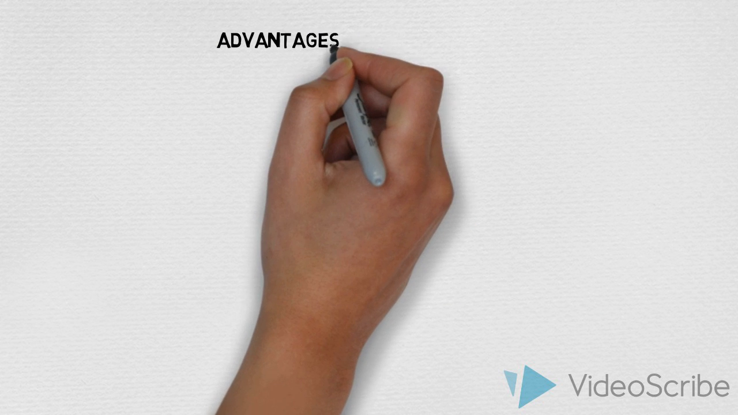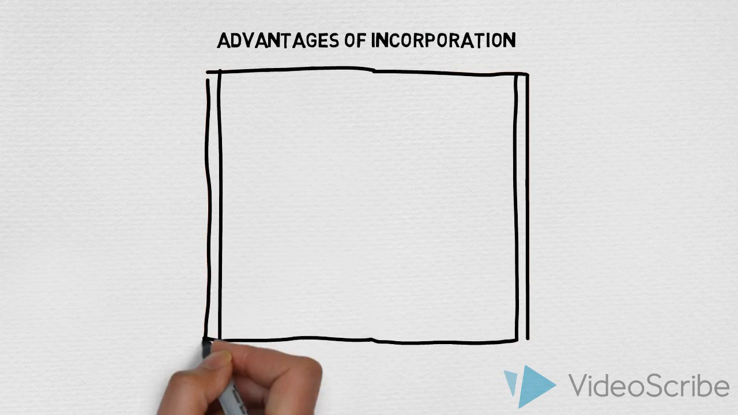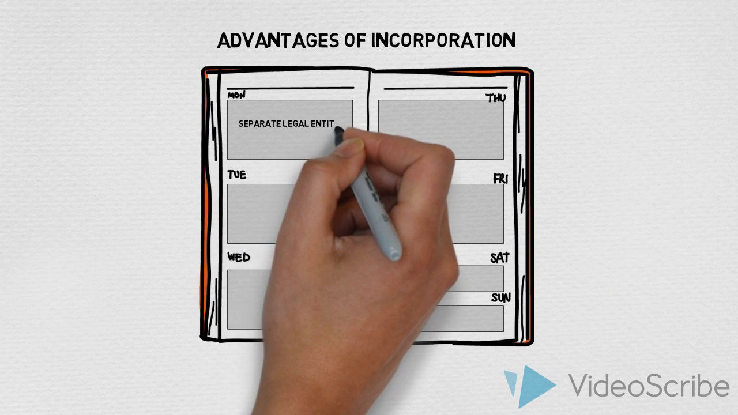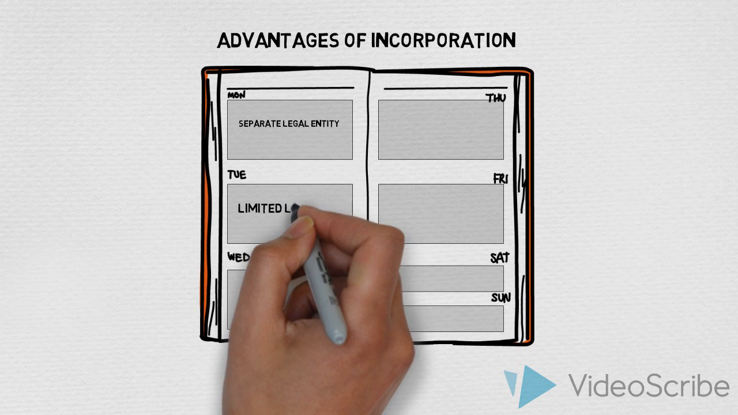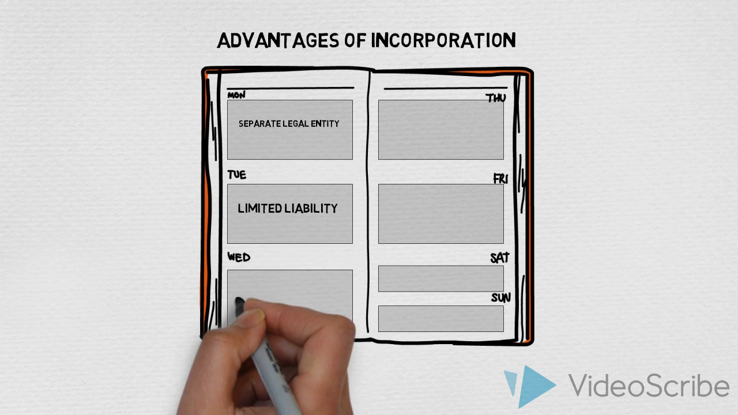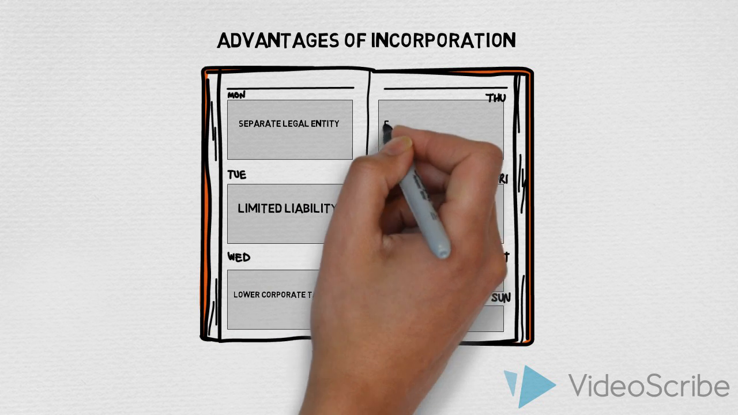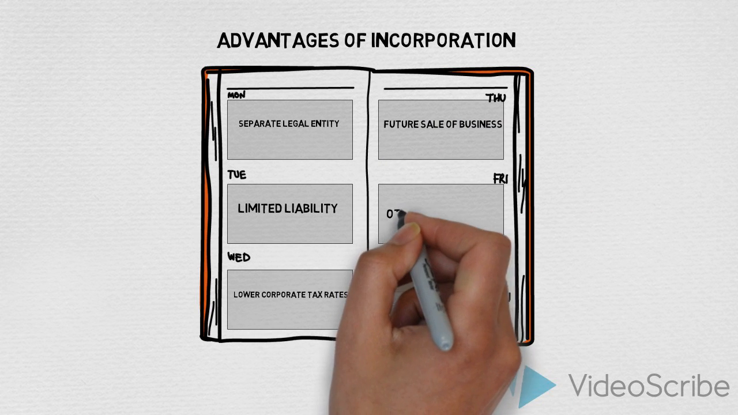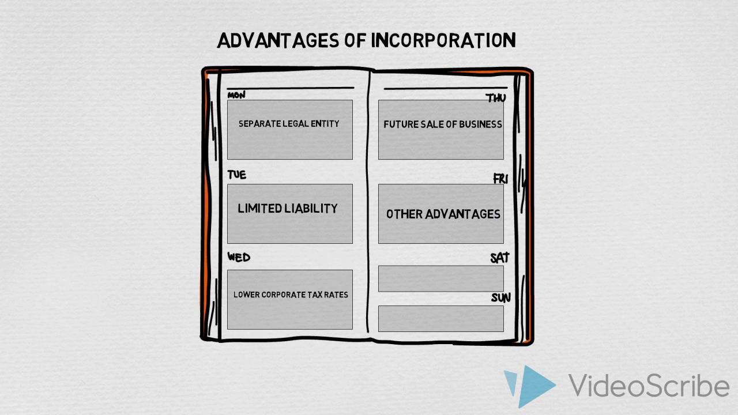These are your main advantages for incorporating a business. Firstly, your business becomes a separate legal entity from yourself. Secondly, there is limited liability in the new business. Thirdly, there are lower corporate tax rates. Fourthly, on future sale of business, you may have increased profits. And finally, there are other various advantages we will discuss.